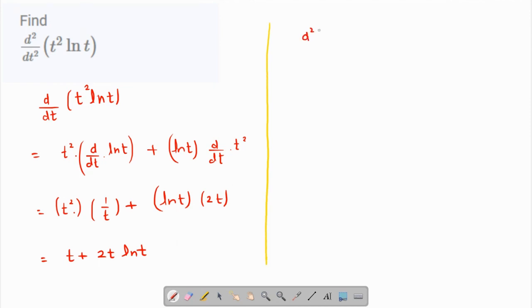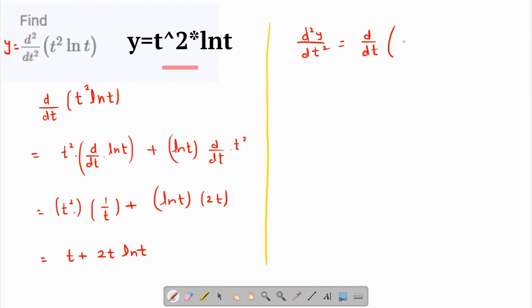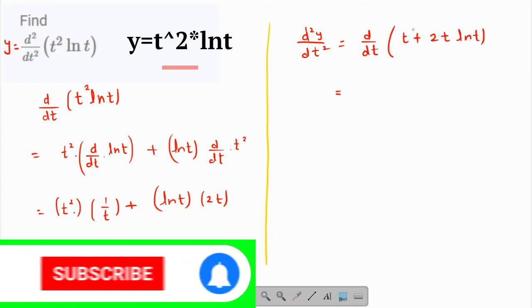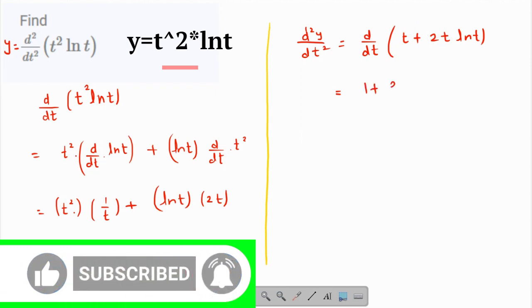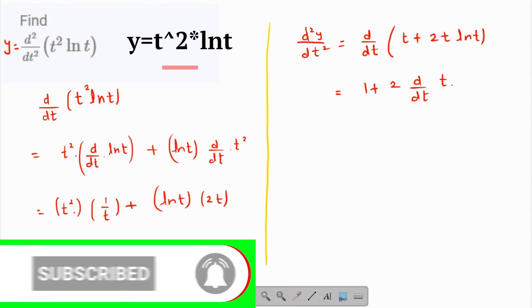So the double derivative now of this function. Let's call this function y for simplicity. So d square y over dt square is going to be d over dt of this function, because that is the first derivative. So we have to differentiate this once again: t plus 2t ln t. The differentiation of t is just 1, and the 2 is a constant, comes out, and then we have to differentiate t ln t.